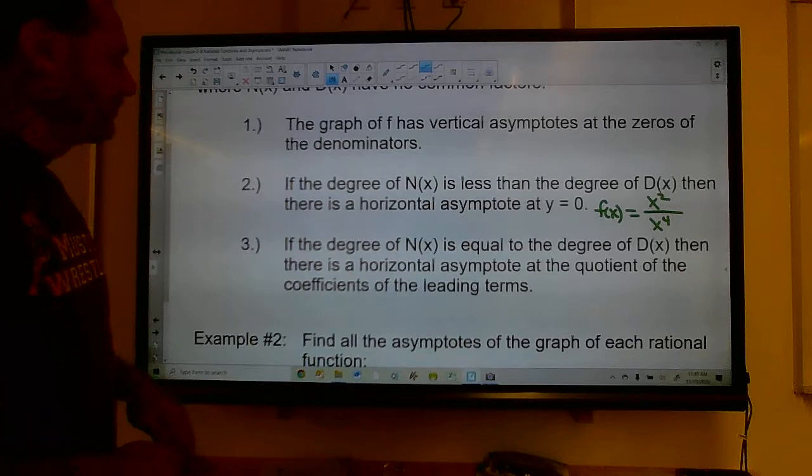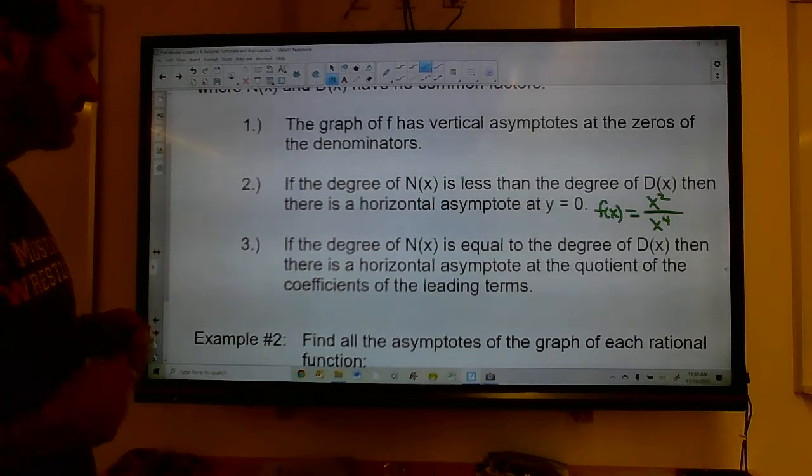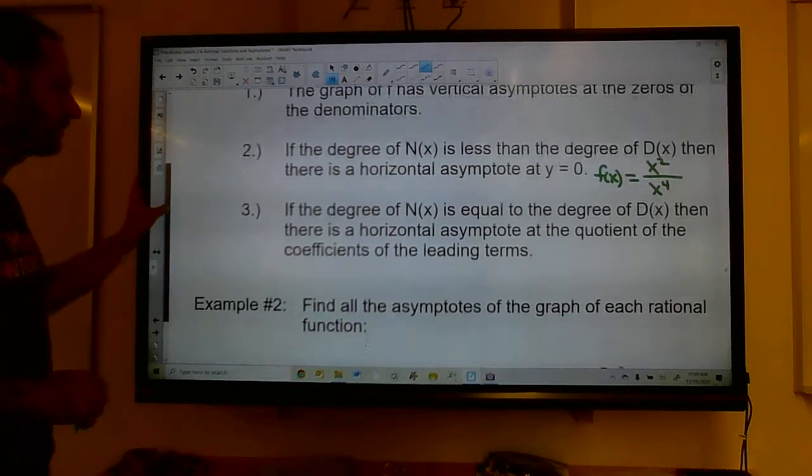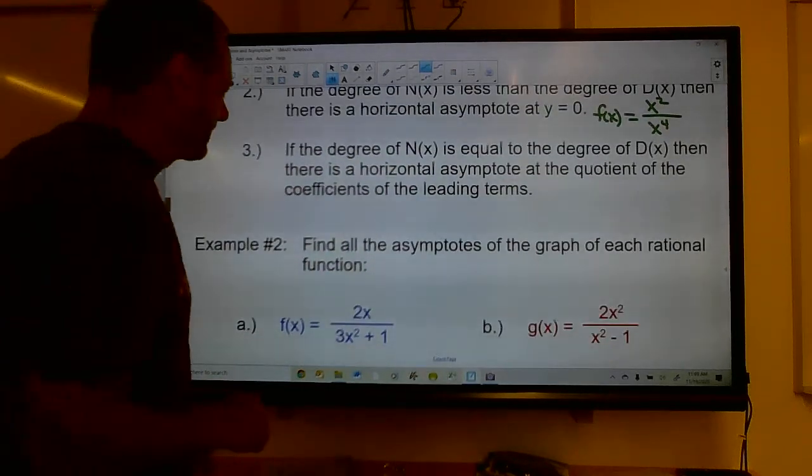If the degree of the numerator is equal to the degree of the denominator, then there is a horizontal asymptote at the quotient of the coefficients of the leading terms. Okay, what does that mean? That means something like this.